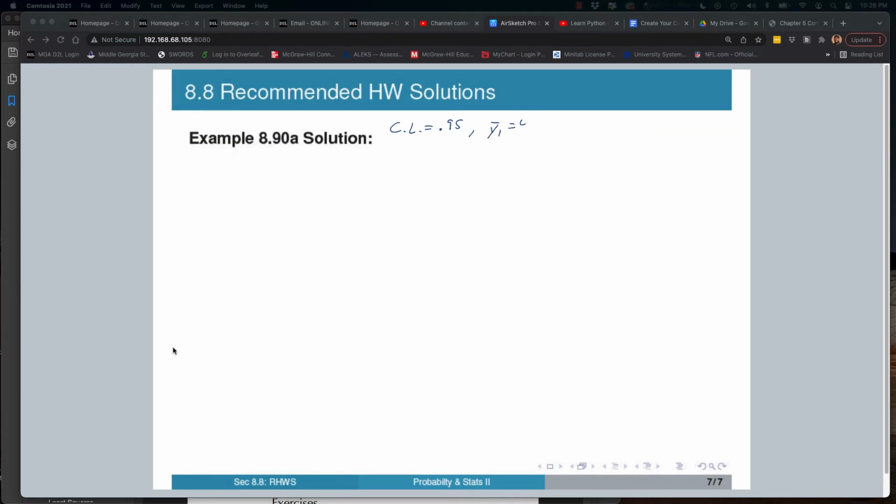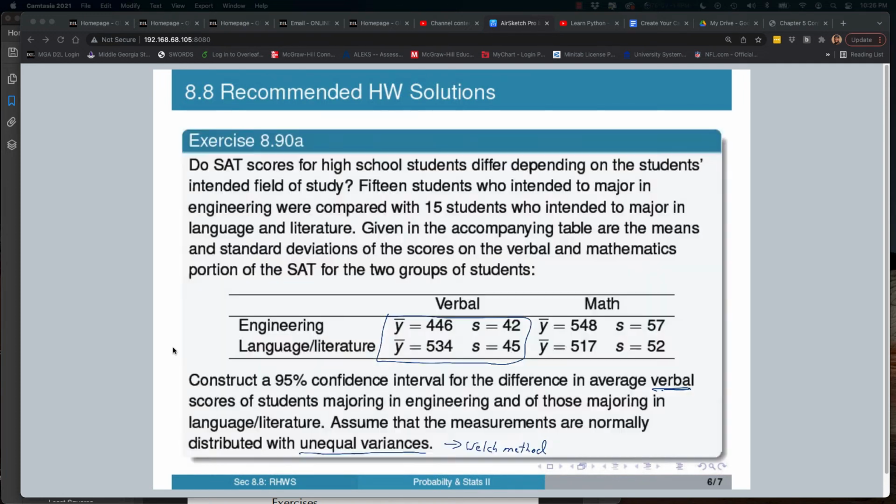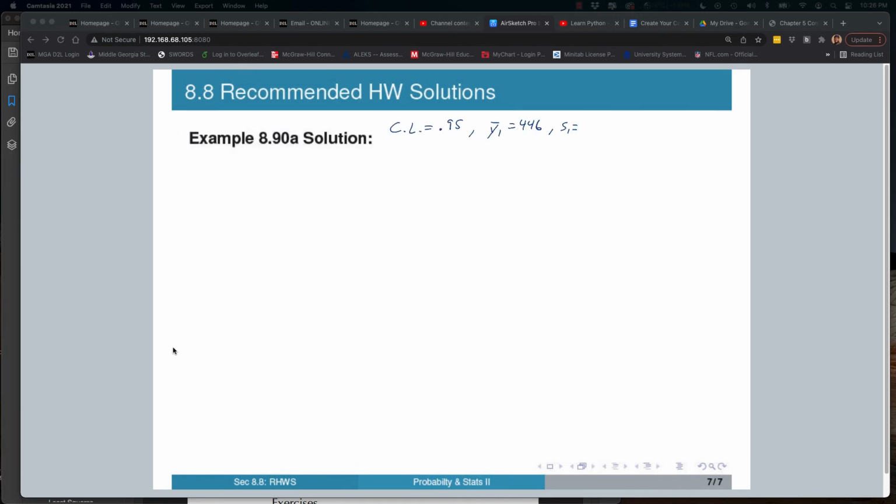So Y bar 1 equals 446. Standard deviation for the engineering group, I believe that was the engineering group, yep, is 42, and N sub 1 equals 15. Y bar 2 for the language folks is 534, was their average score, and S sub 2 was 45, with N sub 2 also being 15 because they took the same number of students in both groups.